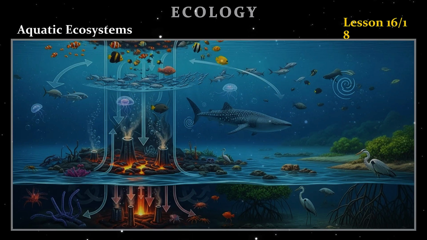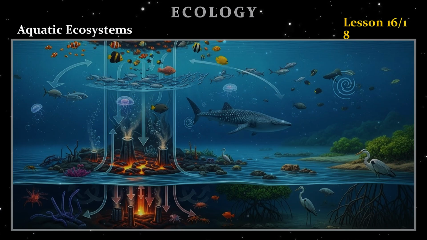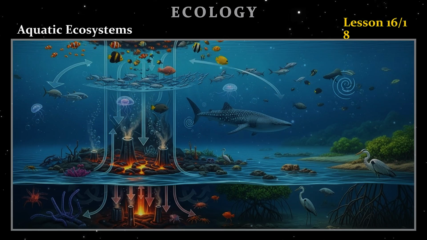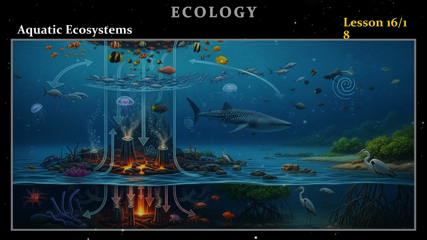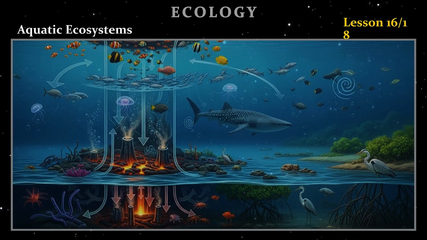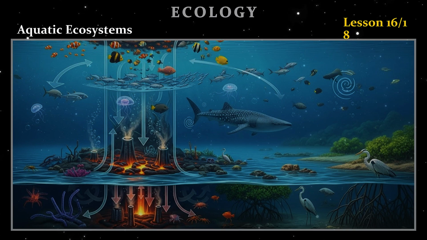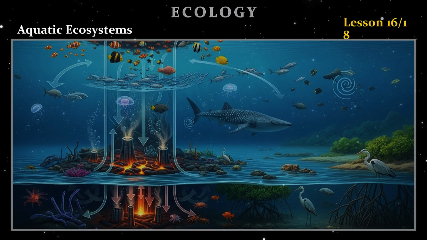Why does understanding aquatic ecosystems matter? Because water is our most critical resource, and we are breaking it. We are seeing the collapse of coral reefs due to ocean acidification. As we pump CO2 into the air, the ocean absorbs it. This turns the water slightly acidic.